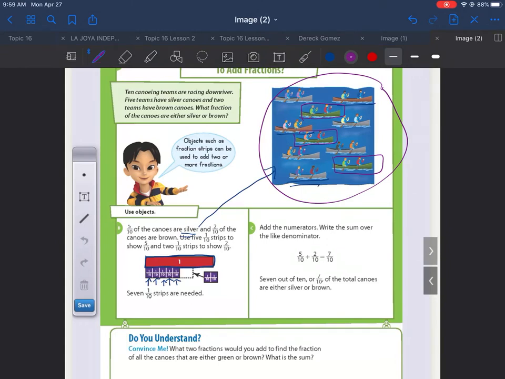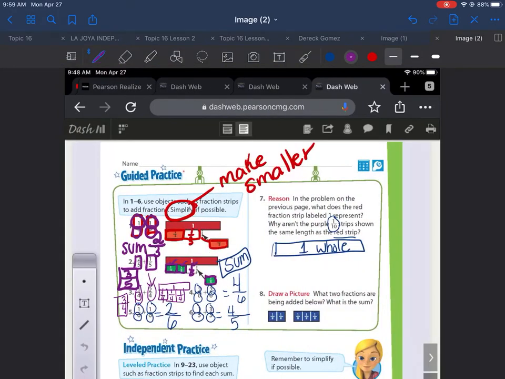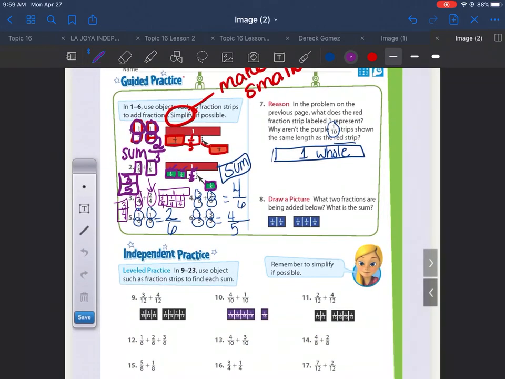So why is the purple not the same as the red? Because there's not only just purple and brown. Remember, these right here represented 5 that were silver. 1, 2, 3, 4, 5. These are silver. And then these 2 were going to be the brown. But we're still lacking the green. So since we're still missing part of the whole thing, that's why the purple is not the same as the red. Remember that the red means the whole thing.